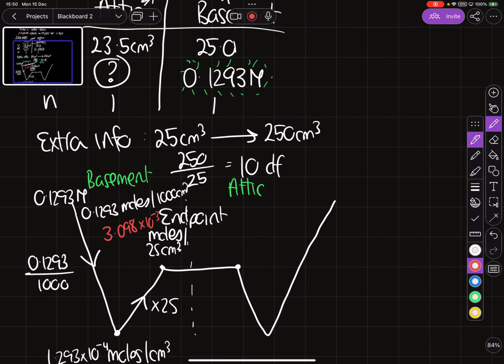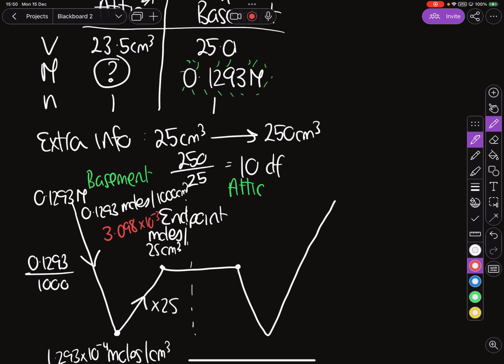The flat line represents, as we've said, the endpoint information, and we use the ratio here, and our ratio is 1:1. Okay, so I've now used the 0.1293, I've used the 25, and I've used the 1, and now I'm flipping over to the other side. So this must be 3.098 by 10 to the minus 3 moles, and it's in its endpoint, which is now 23.5 centimeters cubed of our acid.